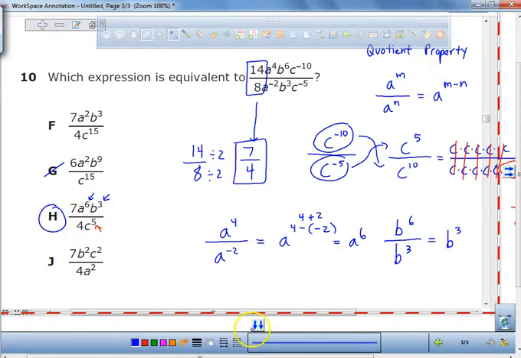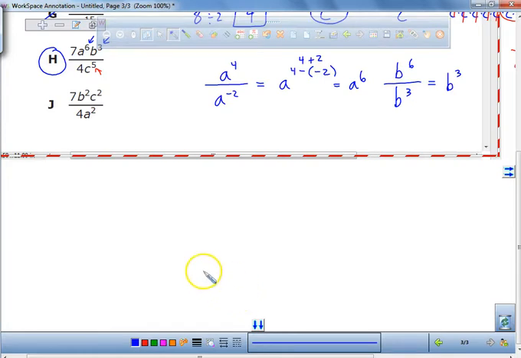Now, this is the quotient property. Before you leave this problem, I want you guys to understand what the product property is. So write down on your paper, write down product property, because they could ask you about the product property. And they can also ask you about what's called the power property. Okay? I'm just going to give you just two little examples.